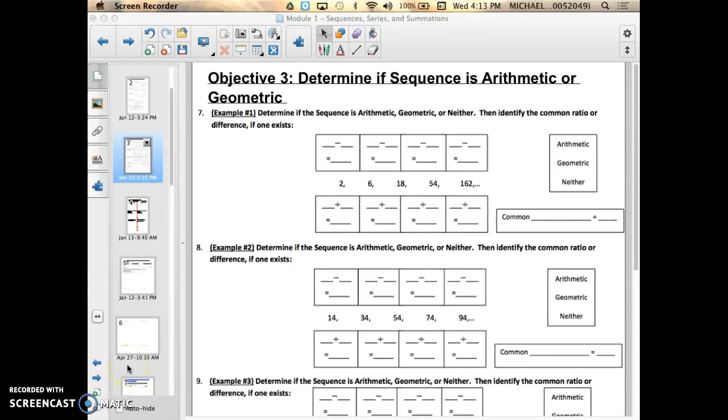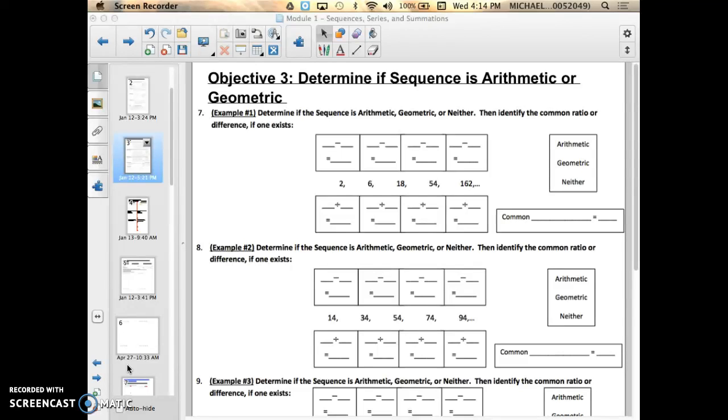Objective 3 is to determine if a sequence is either arithmetic or geometric. By the end of this objective in this video, you should be able to, if given a sequence of numbers, determine whether it's arithmetic, geometric, or neither, based on the process I'm about to show you. I'm going to do example number 7, and then I'm going to have you try number 8 and number 9 on your own.